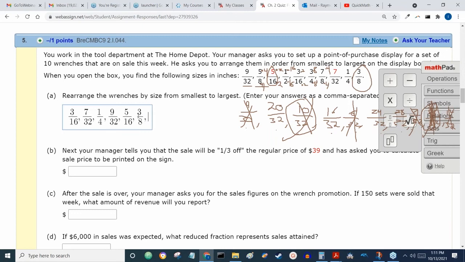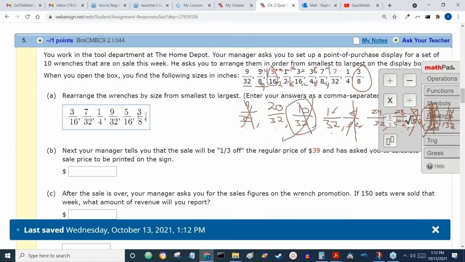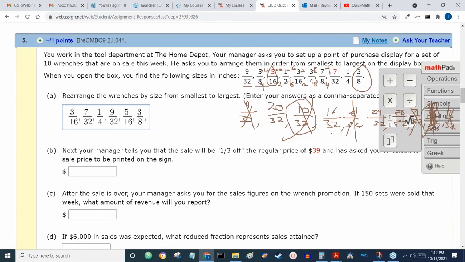So you probably get the idea, right? It takes a while to type in, but it's a good question because it shows you the importance of why we need to be able to get common denominators so that we could compare those wrenches, find out which one's really the smallest. Okay. Next week, we'll see that we could convert these to decimals too with our calculator, which is equally valid method.